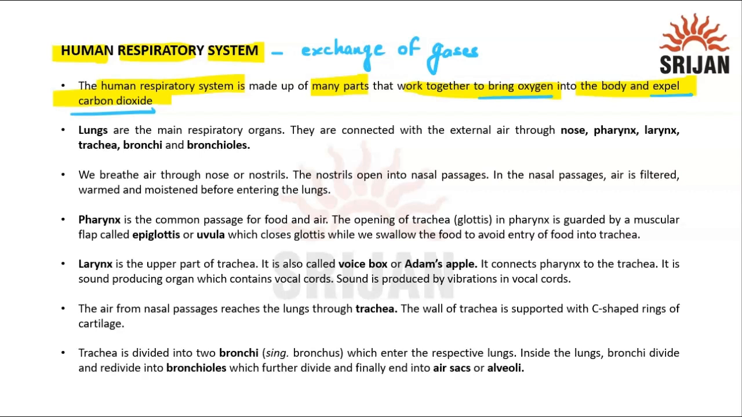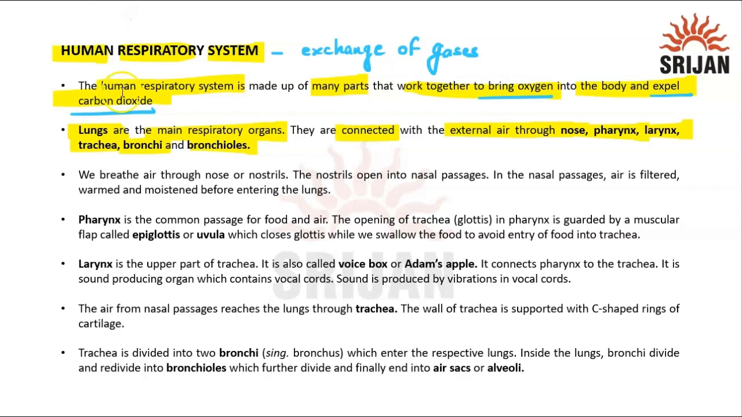Now, if I talk about the different parts that are involved in the respiratory system, our lungs are the primary or main respiratory organs. Other than that, the lungs are connected with the external air through the nose, pharynx, larynx, trachea, bronchi, and bronchioles. We will be talking about all of this one by one, but these are the major parts.